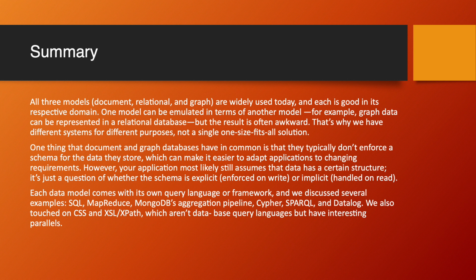Each data model comes with its own query language or framework, and we discussed several examples like SQL, MapReduce, MongoDB's aggregation pipeline, Cypher, Spark SQL, and Datalog. The book also touched on CSS and XSL/XPath, which aren't database query languages but have interesting parallels.